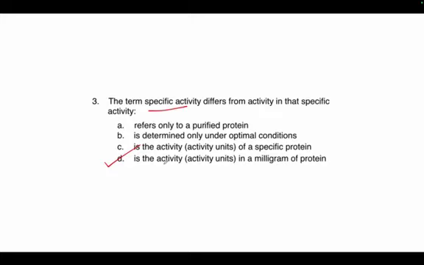But as we purify our protein more and more, the amount of that 1 mg, which is containing our enzyme of interest, is going to increase. And so the activity of that 1 mg is going to increase. So specific activity is basically a measure of the purity of your protein. Okay?